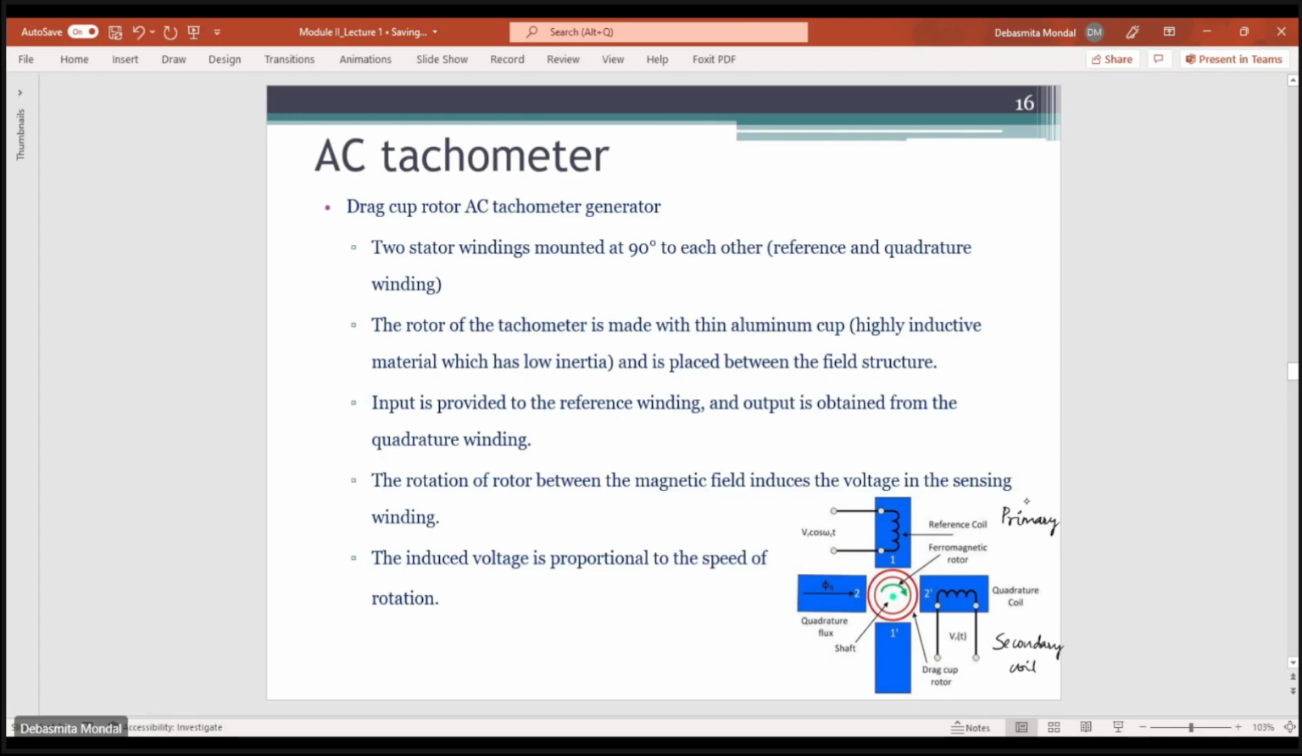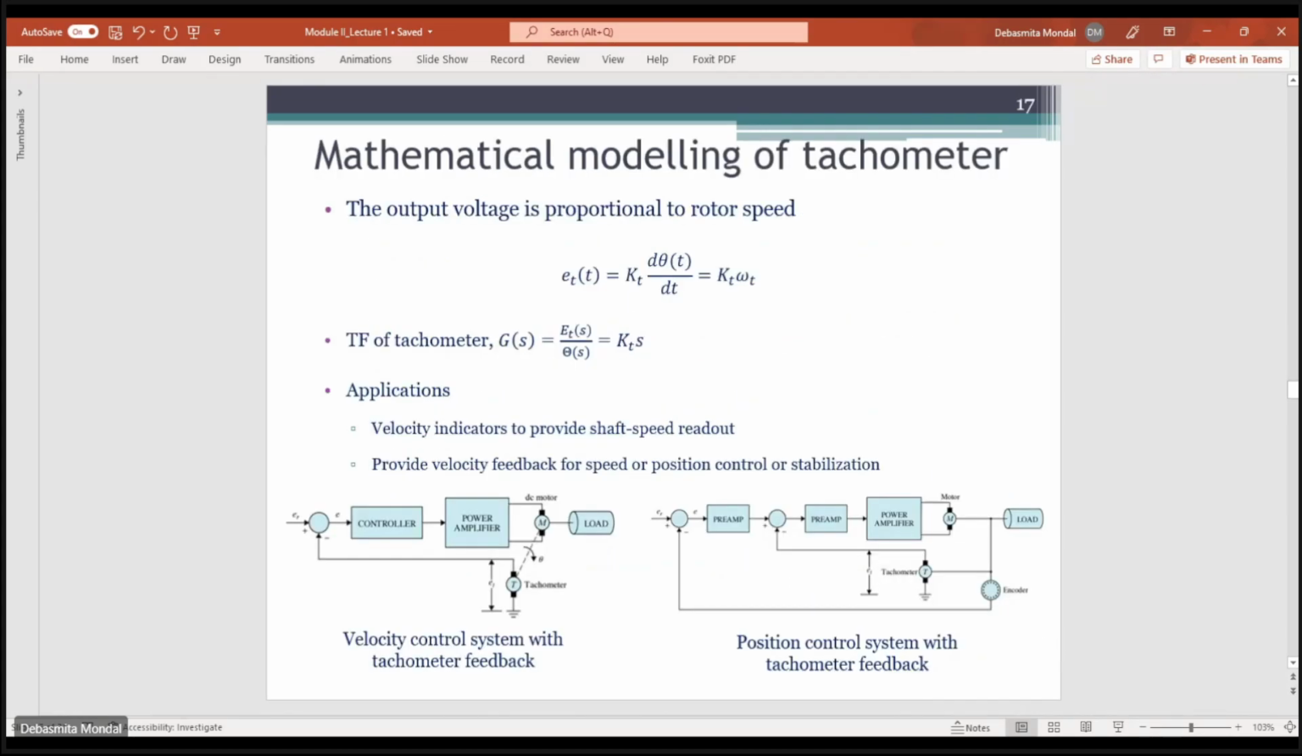The input is provided to the primary and the output is obtained from the secondary coil. When the rotor is rotating in this magnetic field, because of this rotation and the input voltage applied, some output voltage is generated in the secondary coil, and the value of this output or induced voltage is proportional to the speed of the rotation. So this is how the AC tachometer generally works.